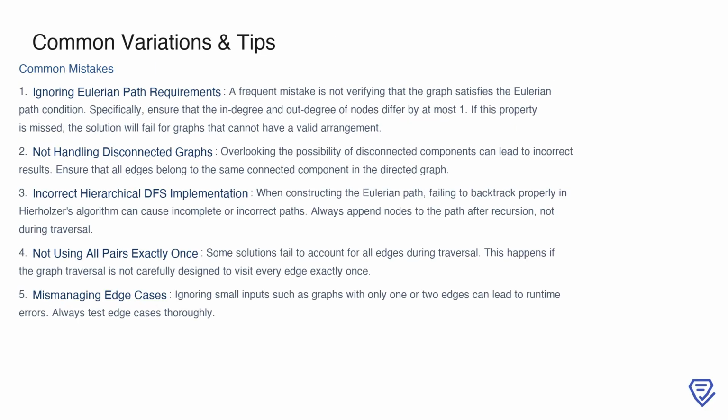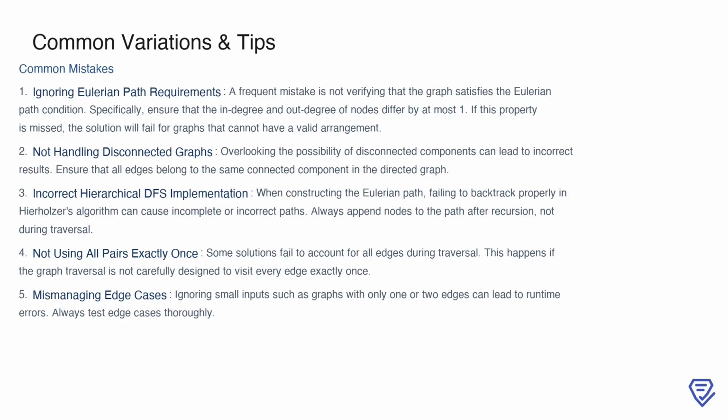When solving this problem, there are several common mistakes to watch out for. First, it's easy to overlook the Eulerian path requirements. Remember, for a graph to support an Eulerian path, the in-degree and out-degree of nodes must differ by at most 1. If this condition isn't adhered to, the graph simply cannot have a valid arrangement, leading to incorrect results. Another frequent issue arises when handling disconnected graphs. If your solution doesn't ensure that all edges belong to the same connected component, it can fail, as disconnected components make it impossible to construct a valid path.